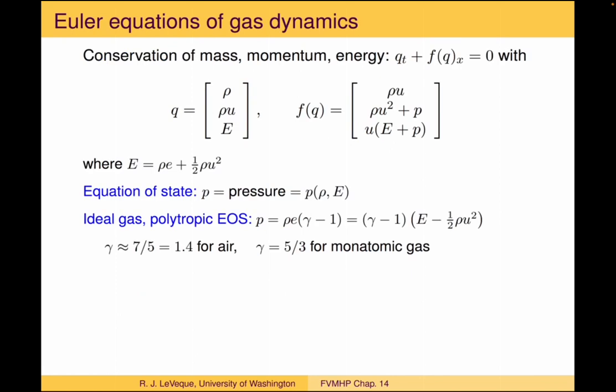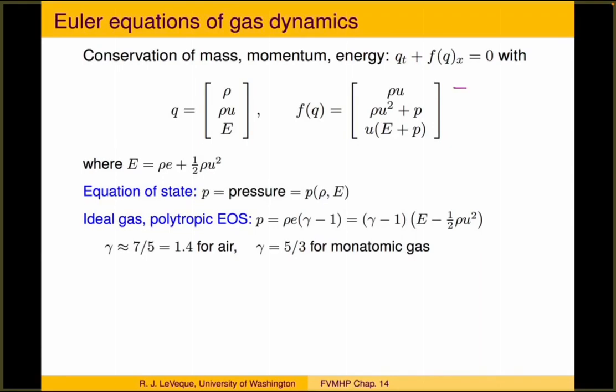But the full system of Euler equations in one space dimension are a system of 3 equations. In 2 dimensions, we'd have 2 components of momentum, so we'd have a system of 4 equations, and in 3D we end up with a system of 5 equations. But we'll focus here on the one-dimensional flow, where the flux is given by the vector here on the right.